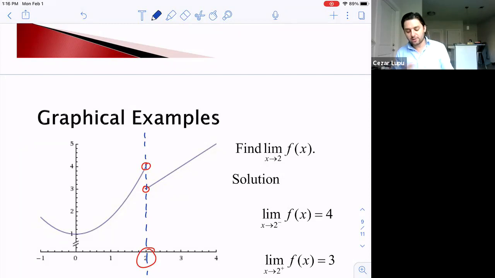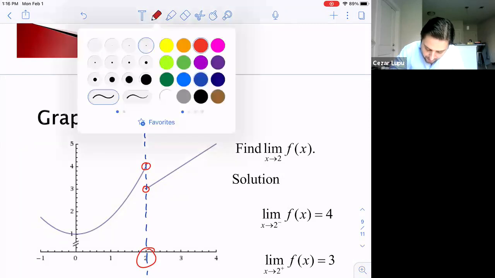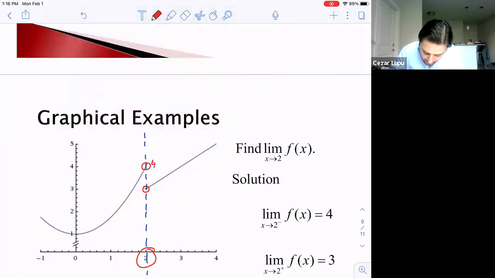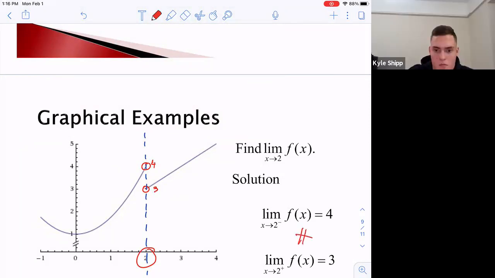But for values greater than 2, the limit is what? This number here, so this is 4 here, and this is 3 here, right? The limit will be 3, correct? But these two are not equal, right?